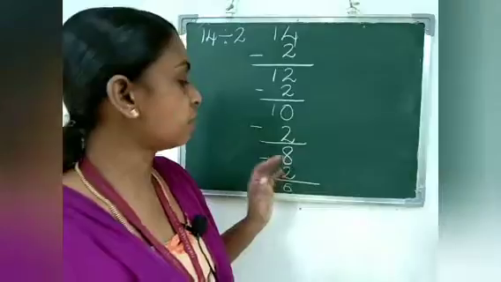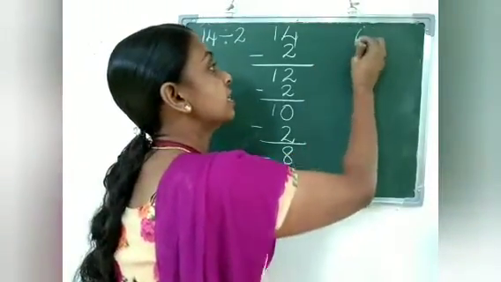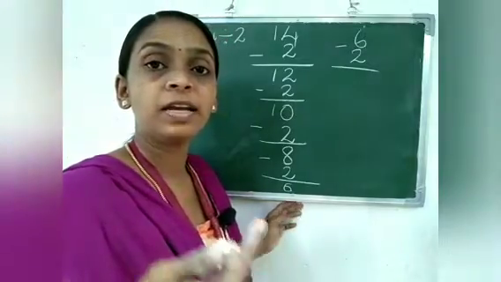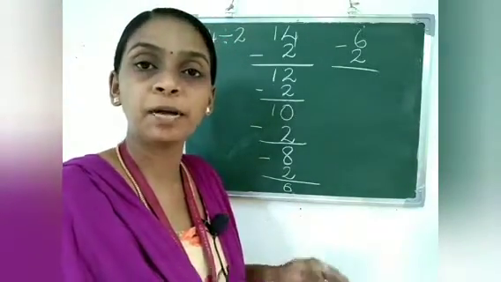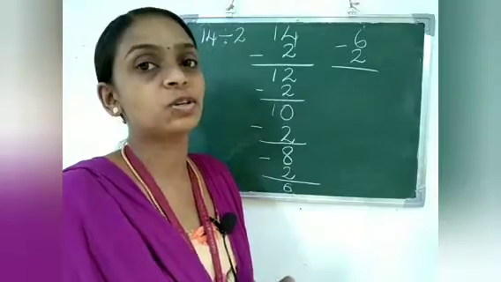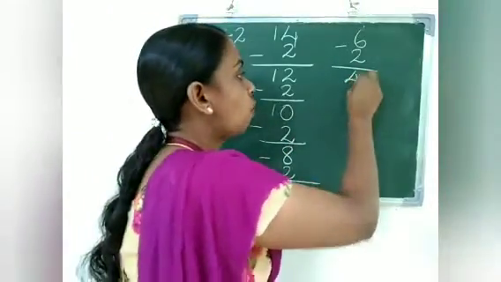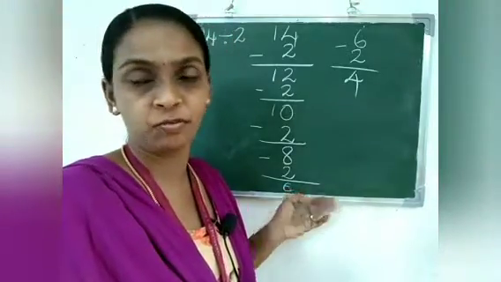So next I am doing here 6 minus 2. Yes, again we didn't get a 0. We have to subtract the numbers until we get 0. So 6 minus 2 is what? 6 minus 2 is 4.